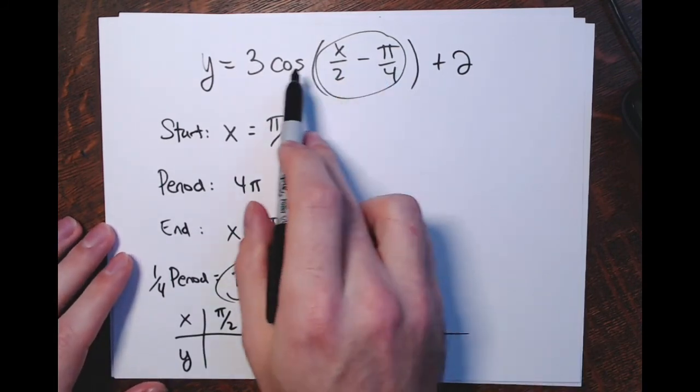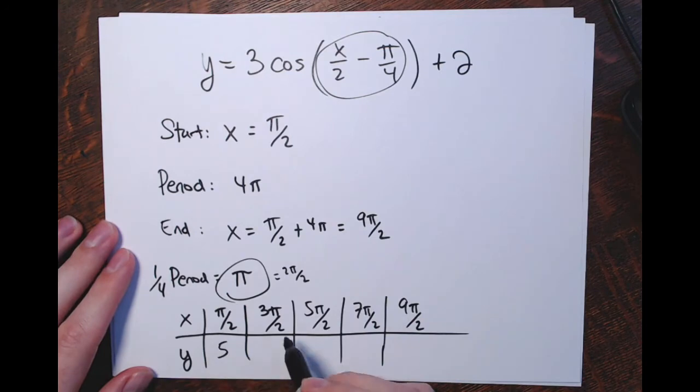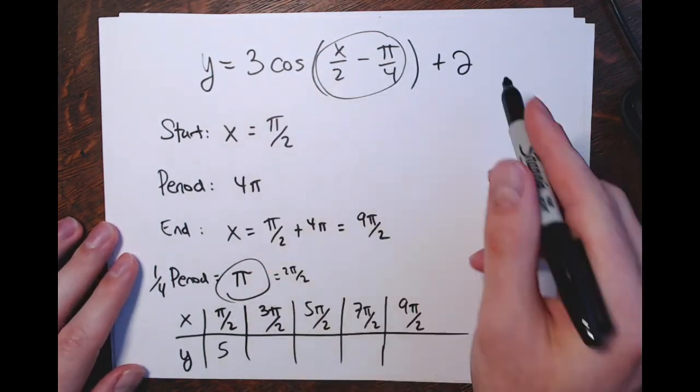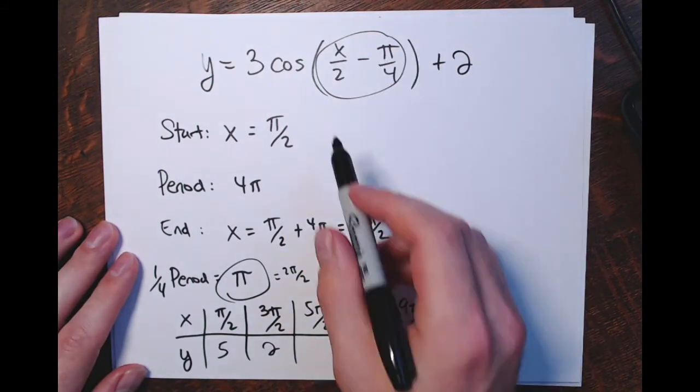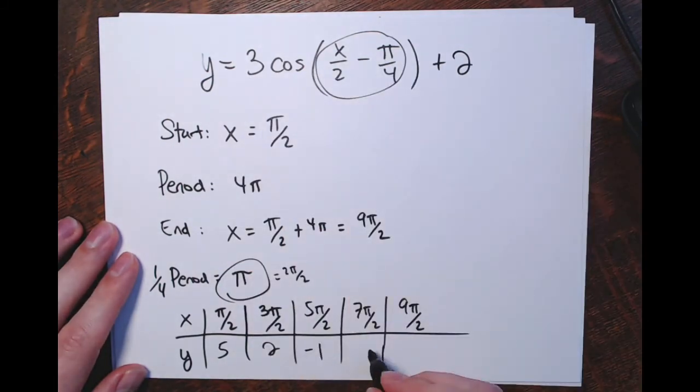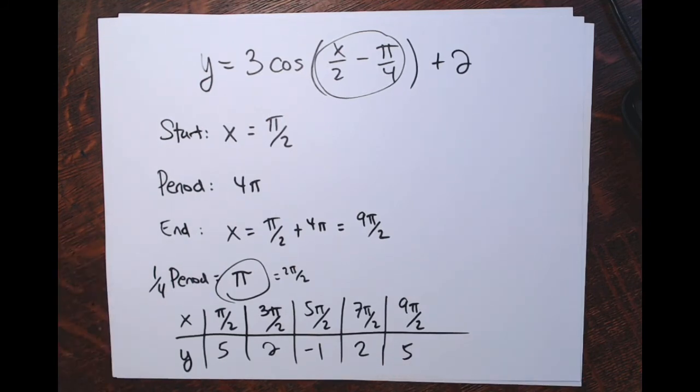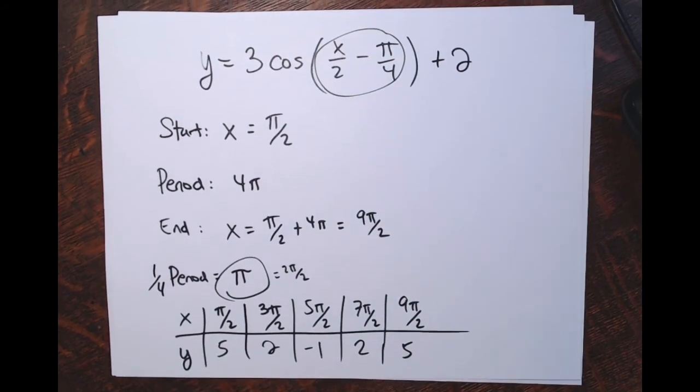Cosine of 0 is 1, 3 plus 2 is 5. When I put that in, the cosine of pi over 2 is 0, plus 2 is 2. Plug this in, the cosine of pi is negative 1, negative 3 plus 2 is negative 1, and then 2, and then 5, because it's falling down, then coming back up. All right. And then I plot these points.